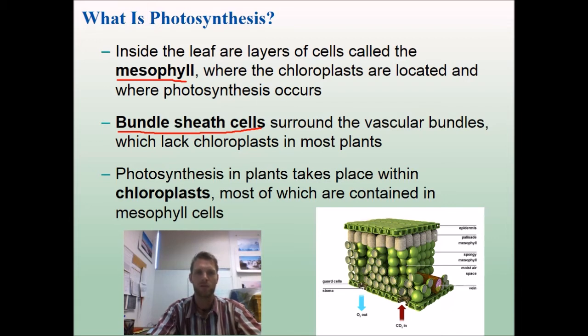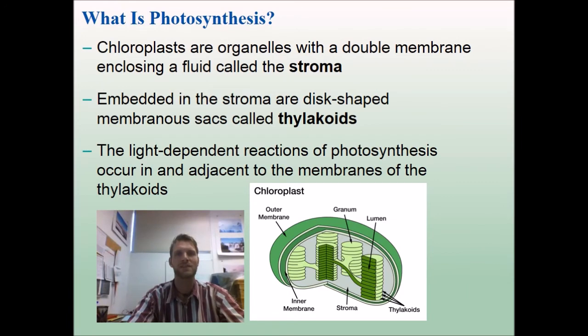We are mainly going to focus on the mesophyll cells where the photosynthesis is happening, but of course those bundle sheath cells are also very important, because without them the leaf wouldn't receive enough water and nutrients for the process to happen. So photosynthesis is happening in chloroplasts.